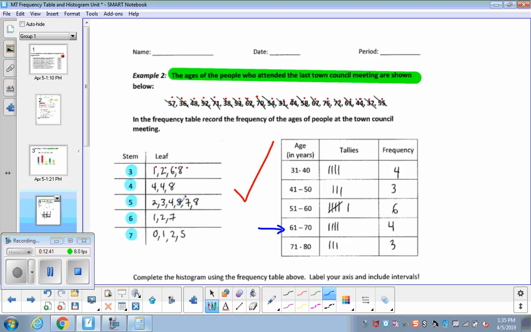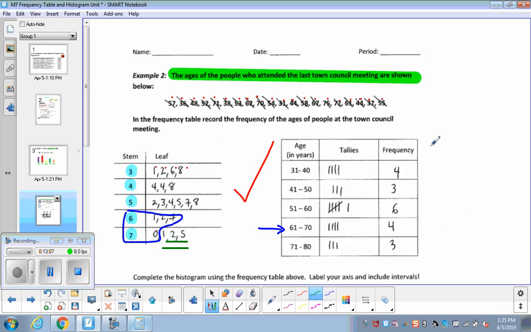61 to 70 over here, I have 1, 2, 3, 4 numbers. This is a 70, and even though it gets its own category in the stem and leaf plot, it fell into the 61 to 70 category right there. And then you can see in green that I'm going to have only 3 71 to 80 year olds, and it's 71, 72, and 75.